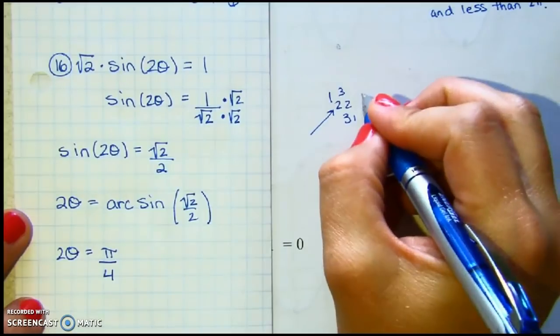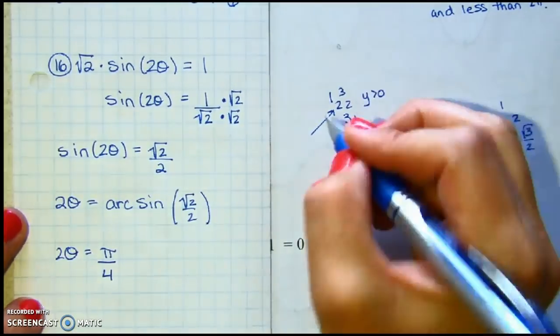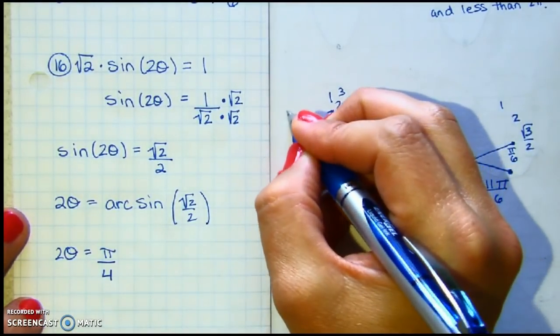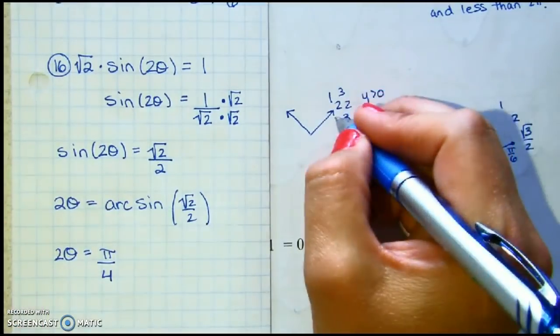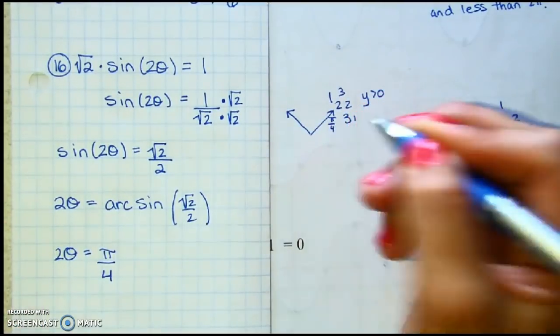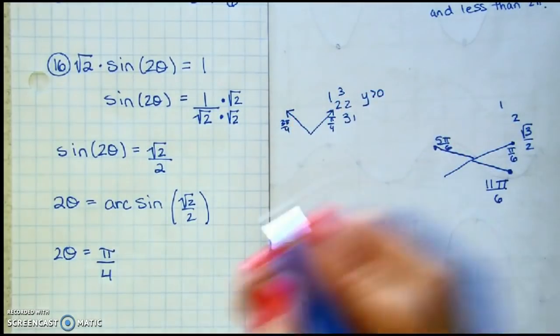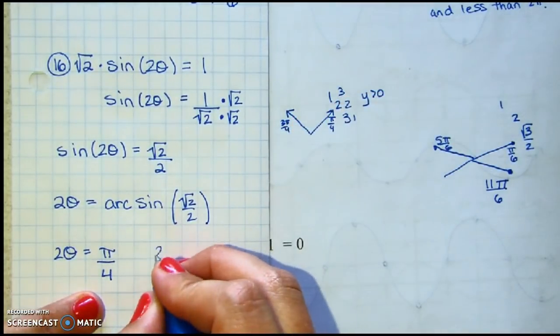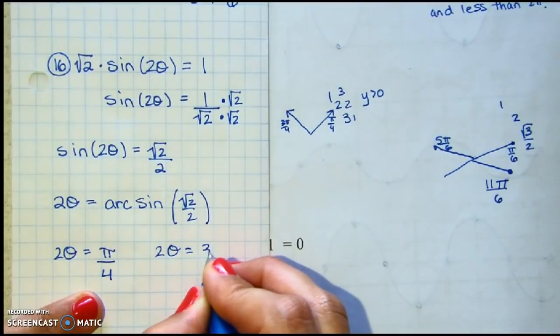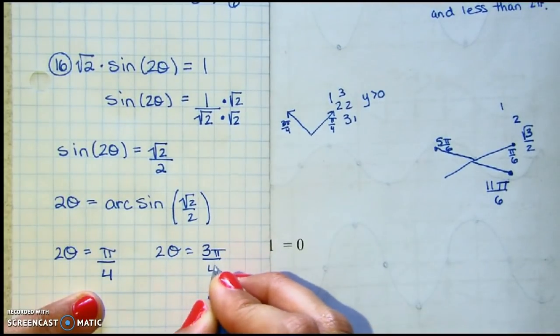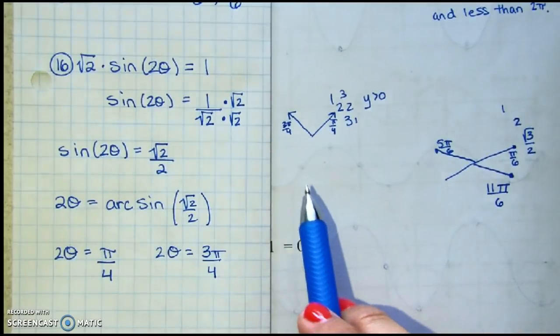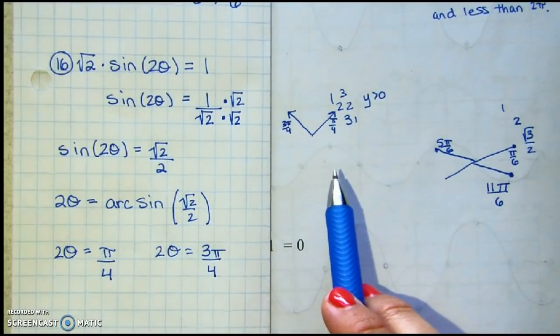And then where else is y positive? Y is positive in quadrant 1 and then also in quadrant 2. So this middle angle is pi over 4. And then over here it's going to be 3 pi over 4. So 2 theta equals pi over 4, or 2 theta equals 3 pi over 4. We're not using the angles in quadrants 3 and 4 because those would be negative.